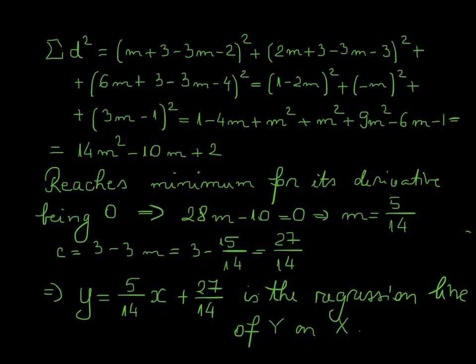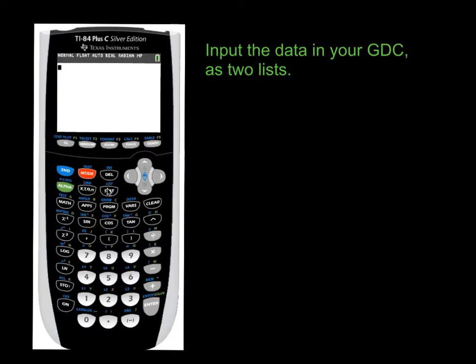The good news is that we are not going to calculate the line in this way every time. This is just for us to understand where it comes from. And we'll see how our GDC gets the same regression line just within a few button presses.